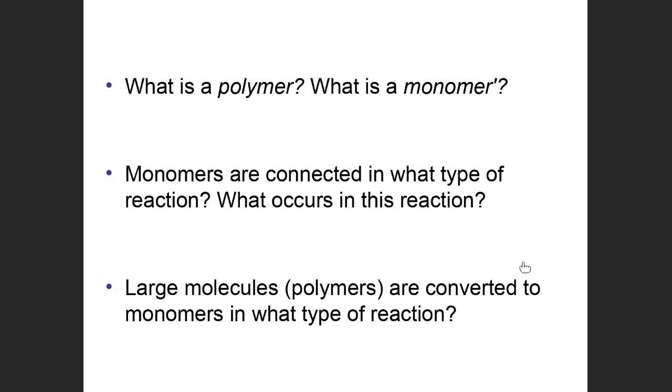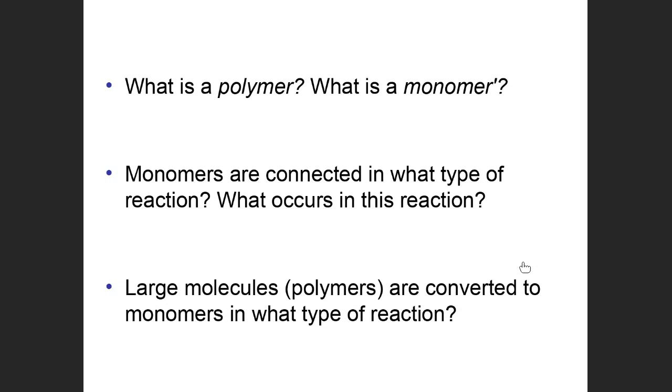So what is a polymer and what is a monomer? So somebody tell me. A polymer is sort of like a string of monomers. Yep. So the monomers are the subunits which are joined together to form a polymer. So a polymer is a chain of repeating subunits.